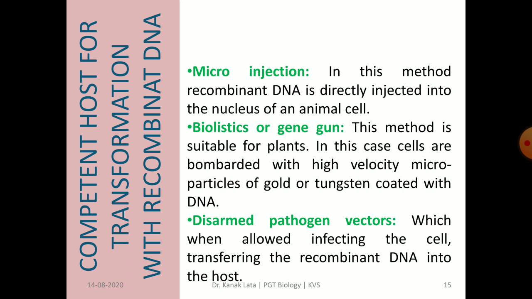Next method is microinjection. In this method, the DNA solution is injected directly into the cell using capillary glass micropipettes or a microsyringe. This technique was originally used in animal cells, but now it is applied in case of plant cells also. It requires great technical skill because while injecting, many cells die during this process.